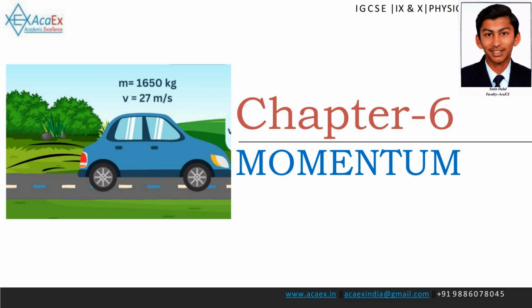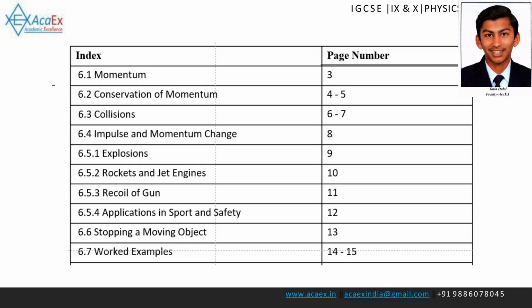Chapter 6 Momentum. Index. Momentum. Conservation of momentum, collisions, impulse and momentum change, explosions, rockets and jet engines, recoil of a gun, applications in sport and safety, stopping a moving object, worked examples.